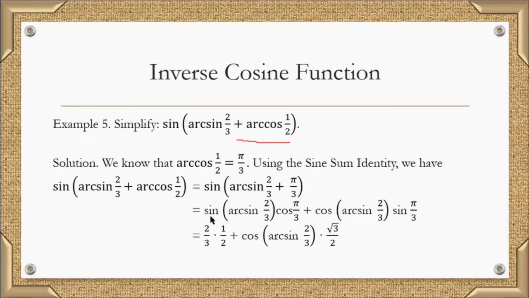Okay, so pag kinuha natin ang sine of arc sine 2/3, o diba, parang reverse lang siya. Siyempre, lalabas lang ang 2/3. Then, yung cosine pi over 3, ang pi over 3 ay sa degree ay 60. So, pwede mo i-direct cosine 60, meron kang 1/2. Okay, so, 2/3 times 1/2 plus cosine arc sine 2/3.